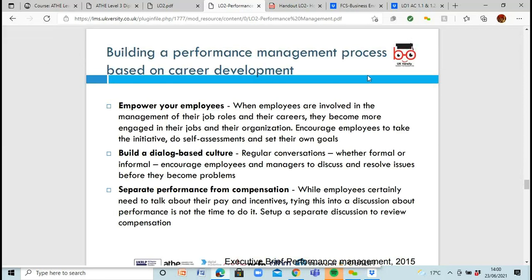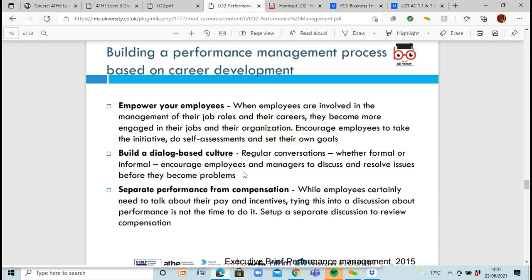So you're going to build a performance management process to go on a career development. You've got to empower your employees. When your employees are involved with their job roles and their careers, they actually feel more engaged. They feel like they've got more responsibility and they want to take on a lot more. They want to take the initiative and set their own goals, and they're happy. A happy employee really does work much better. If they feel important, if they're getting a good role and feel like they're being listened to, then they're feeling empowered and a lot happier, and they are going to be more productive for you at work.